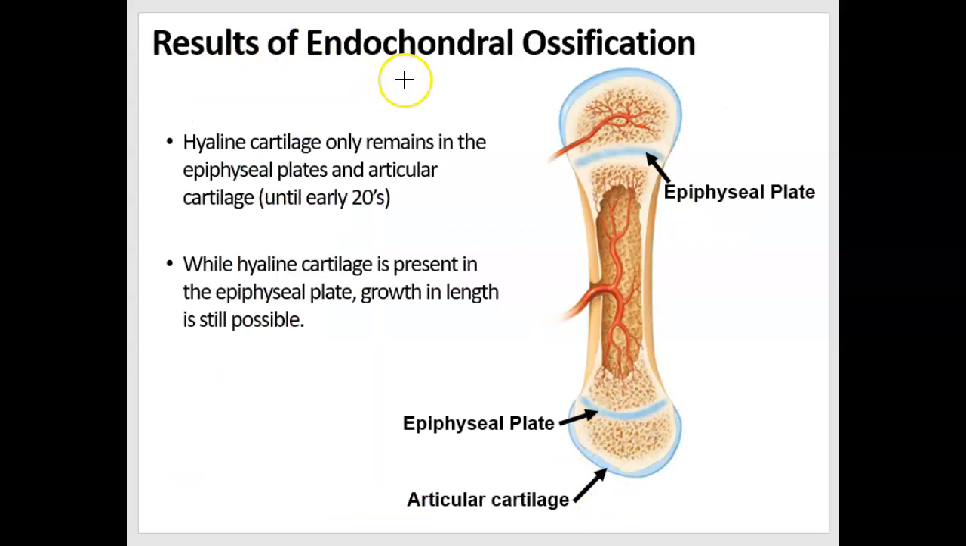So the results of endochondral ossification are that the epiphyseal plates right here will remain until mid to late 20s, right? And then eventually that will become bone. The hyaline cartilage is laid on later by a different process. I mean, the articular cartilage at the ends of the bones, that's put on by a different process later, and of course that stays for life, except for the degeneration due to age.